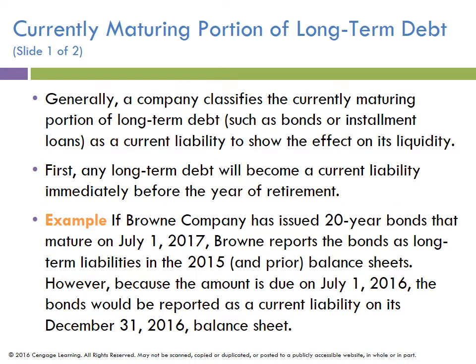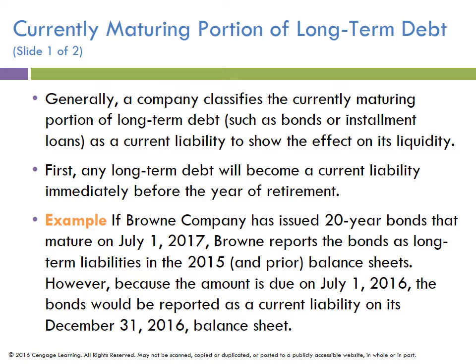Currently maturing portion of long-term debt is another type of contractual liability, and it's a really weird one because generally what we do is we have a long-term liability account, say, a note payable long-term. We don't do any journal entry for this. We just say, of that balance in our long-term liability account, how much of it will we pay next year? And we do that on the balance sheet date when we're making the balance sheet.